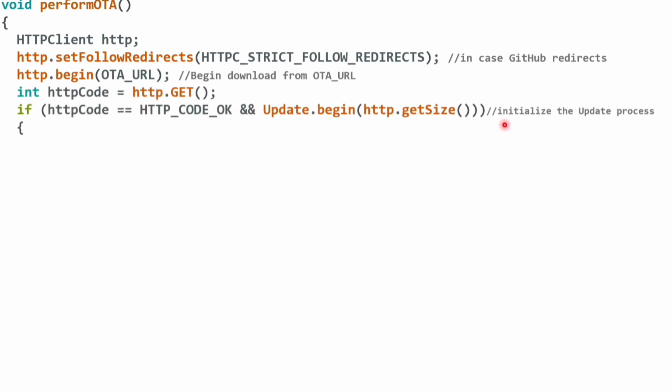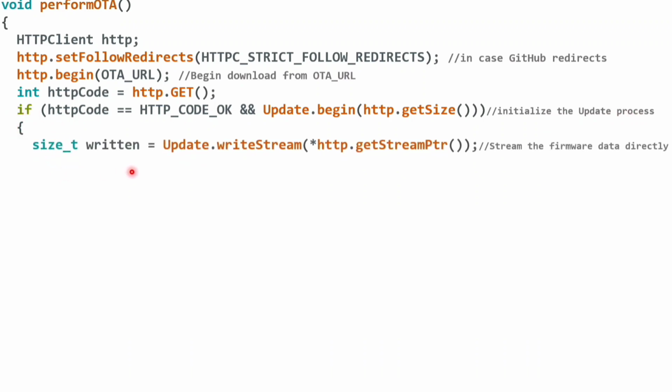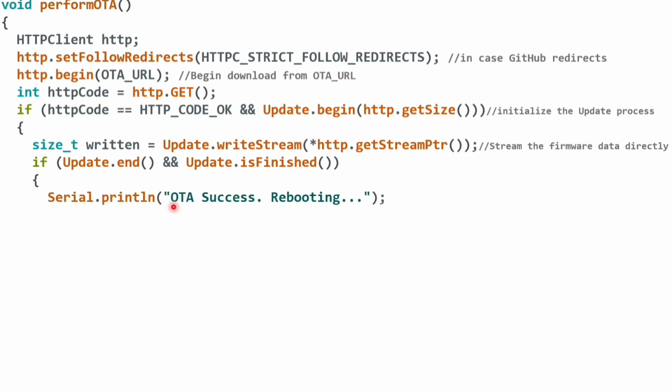Then it will check whether the HTTP connection is okay, and then it will start initializing the update process. Now let us understand what is inside this if block. First of all, it will start streaming the firmware data directly from GitHub by writing this function. Now, if the update has ended or finished, then we have to display an "OTA success, rebooting" message on the serial monitor of the Arduino IDE. If you want, you can also display the same message on virtual pin V3.